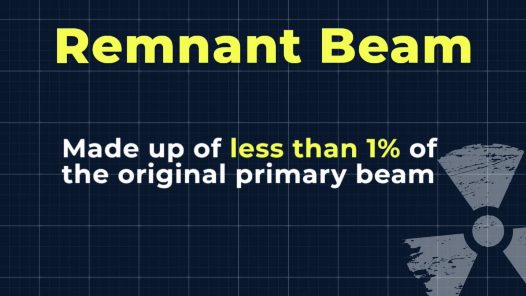Here's something worth remembering as well. The remnant beam is made up of less than 1% of the original primary beam because a lot of the photons are absorbed within or scattered from the patient. So if you remember, during X-ray production, only 1% is converted into X-rays that make up the primary beam, mostly Bremsstrahlung. And then less than 1% of that reaches the image receptor after it makes contact with the patient's anatomy. Hence the name remnant beam.